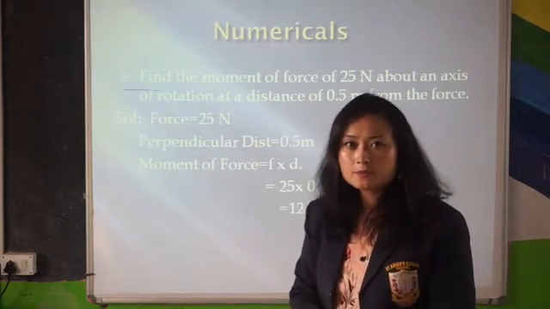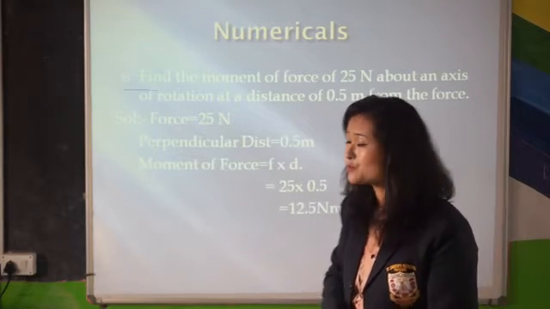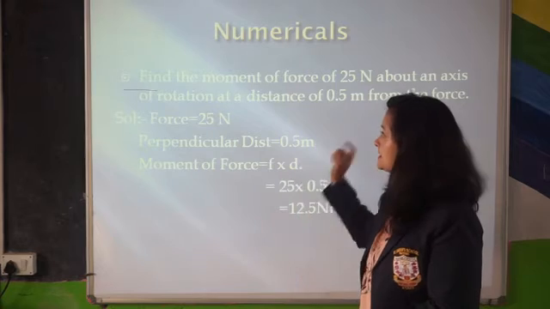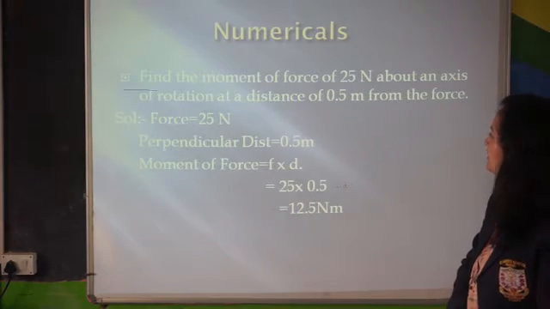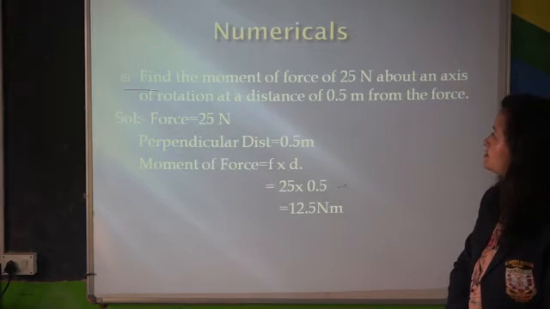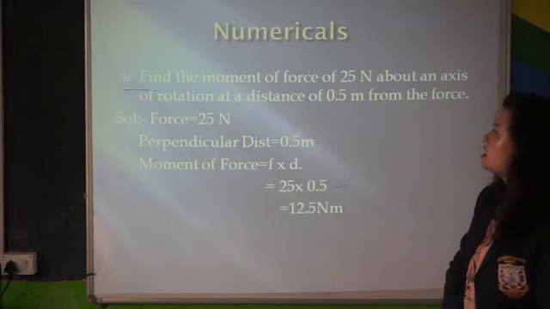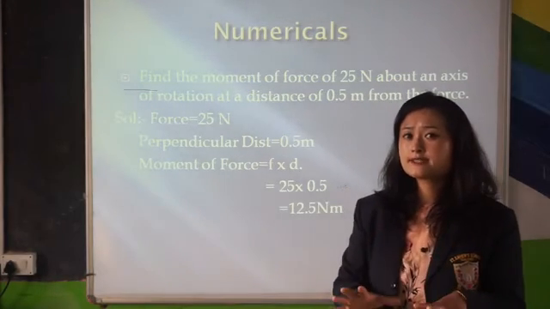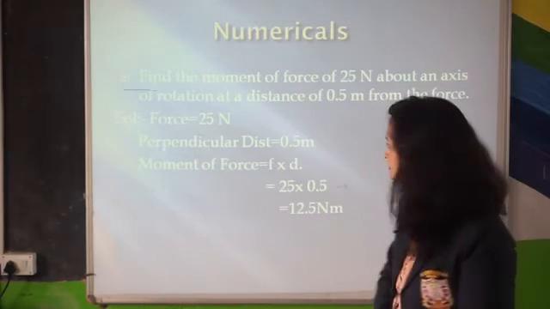So, we'll be doing numericals based on the moment of force using the formula of moment of force, which is M. Moment of force is equal to force into distance. Now, the first question here. Find the moment of force of 25 Newton about an axis of rotation at a distance of 0.5 meter from the force. And I've told you this many times, every time there is a numerical, you need to understand from the unit itself what are the quantities given.